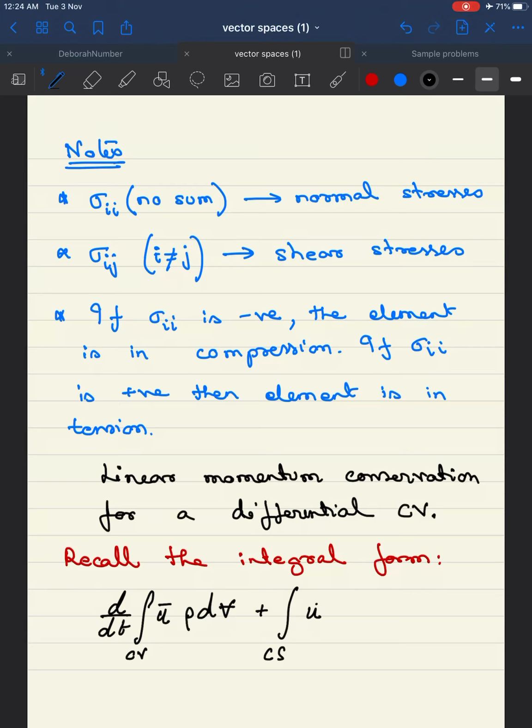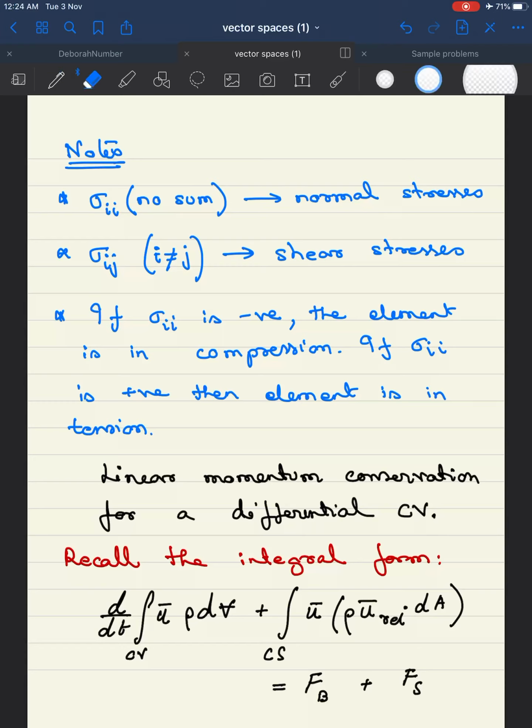Okay, so you have this u bar here, and then you have rho u rel dot dA, and then you had F body plus F surface. Now what I'll do is I'll not deal with all the vector terms, because this makes life very complicated. So I'll just drop this, and I'll only consider one of the components, and that can be just any ith component, right? So I can just put i here.